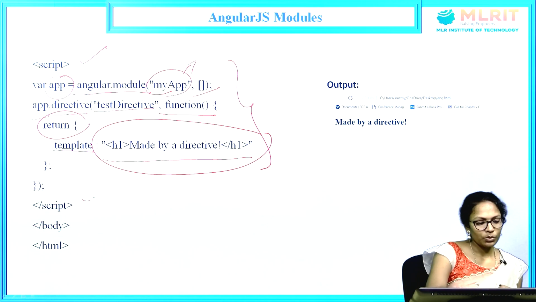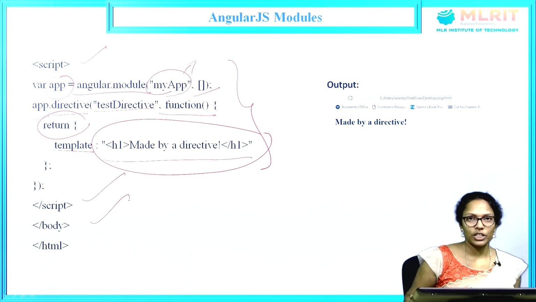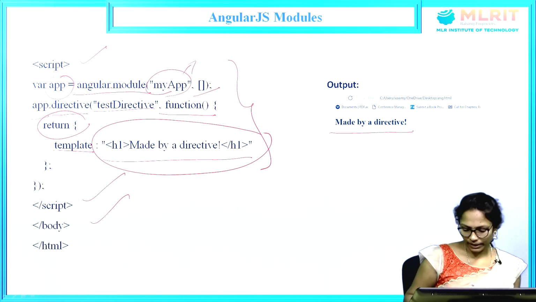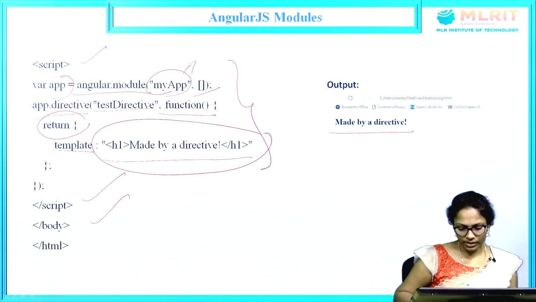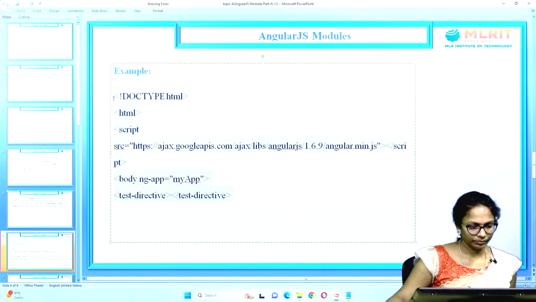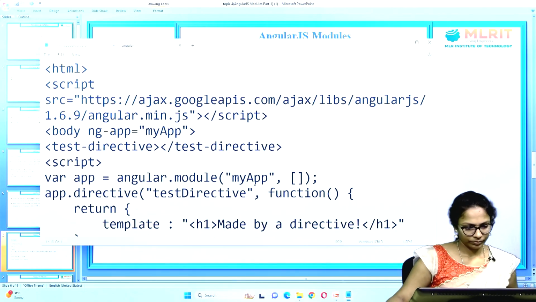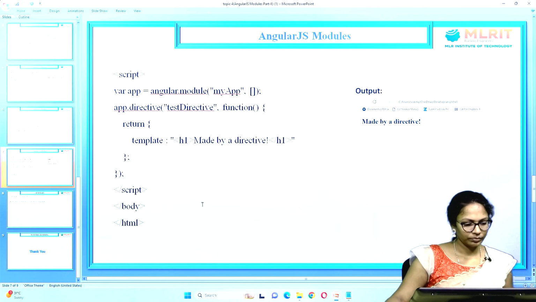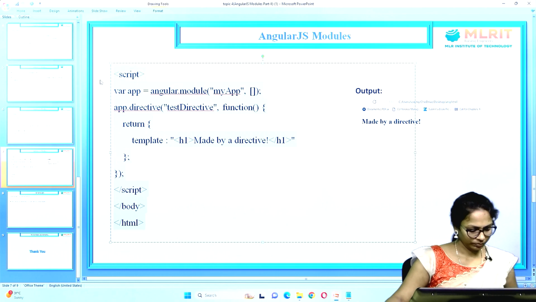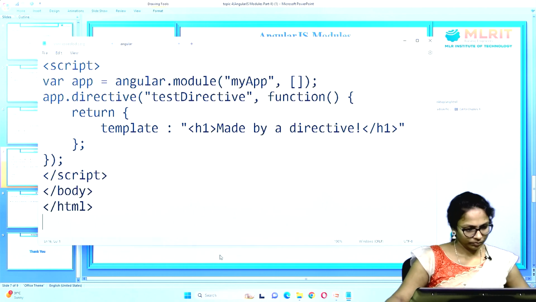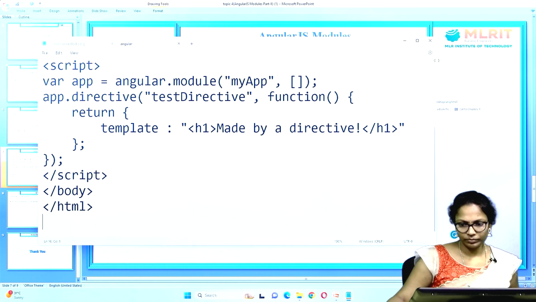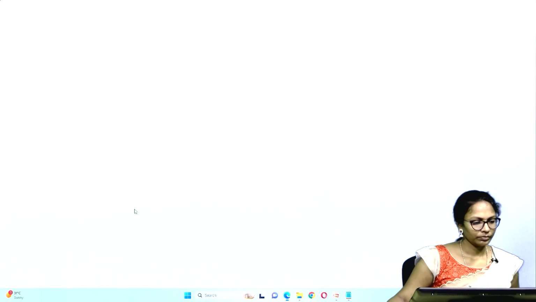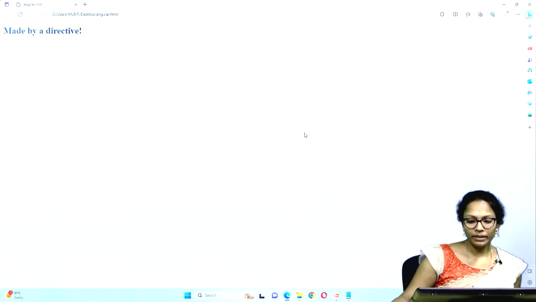So that's all. I'm closing the script, the body, and then the HTML. So what is the output I'm getting? Simply a message, made by a directive. We'll try to see the output by executing this. So this is the output: made by a directive.